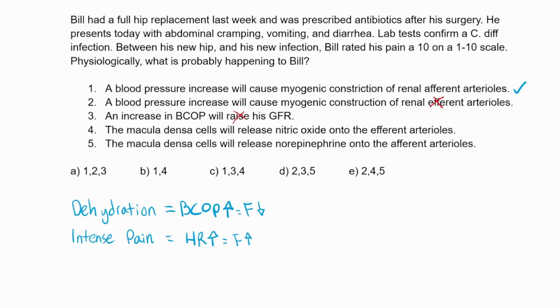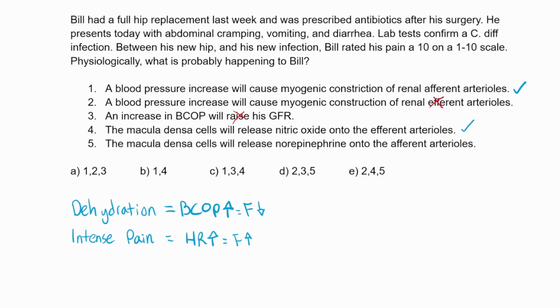The macula densa cells will release nitric oxide onto the efferent arterioles. The nitric oxide relaxes the arterioles. If we relax the efferent arterioles, then we are increasing blood flow out and decreasing hydrostatic pressure. It could do that in response to the increased heart rate. So I'm going to check that.